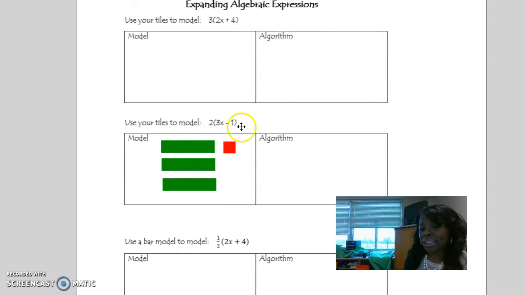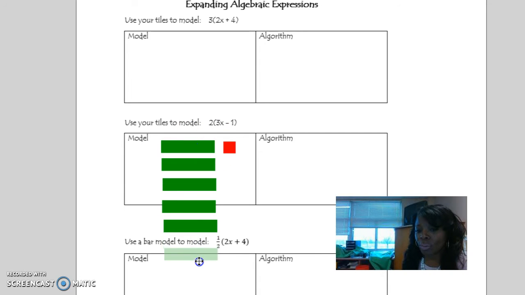Okay, 2 sets of 3x - 1. Write that down. 2 parentheses, 3x - 1, and then let's draw our tiles. So we have 1x, 2x, 3x's, and then we have a -1. But we need 2 sets of this. So that's 1, 2, 3 x's, 3 more x's, and then we need another -1. So what do we have here? So we have how many x's? 2, 4, 6 x's and -2. That's just the answer. Isn't that just so logical?